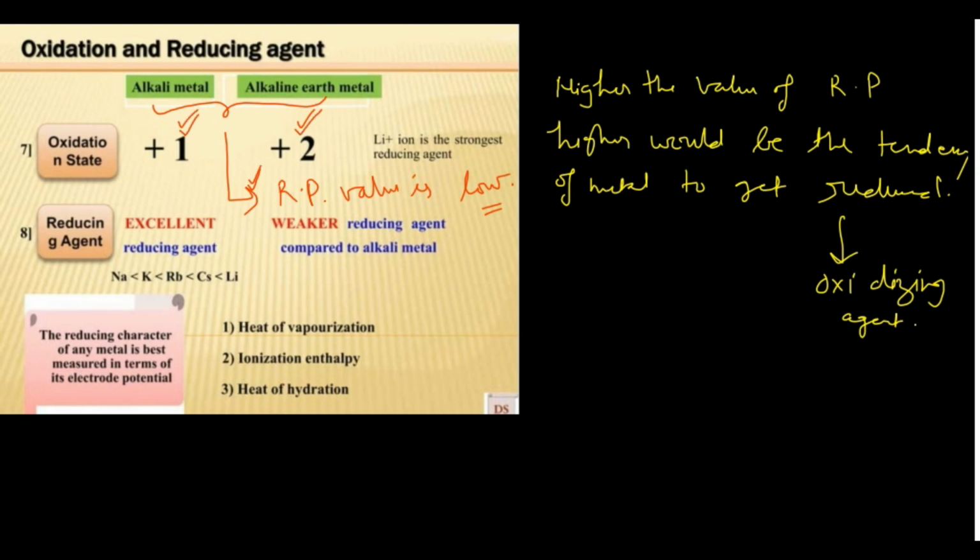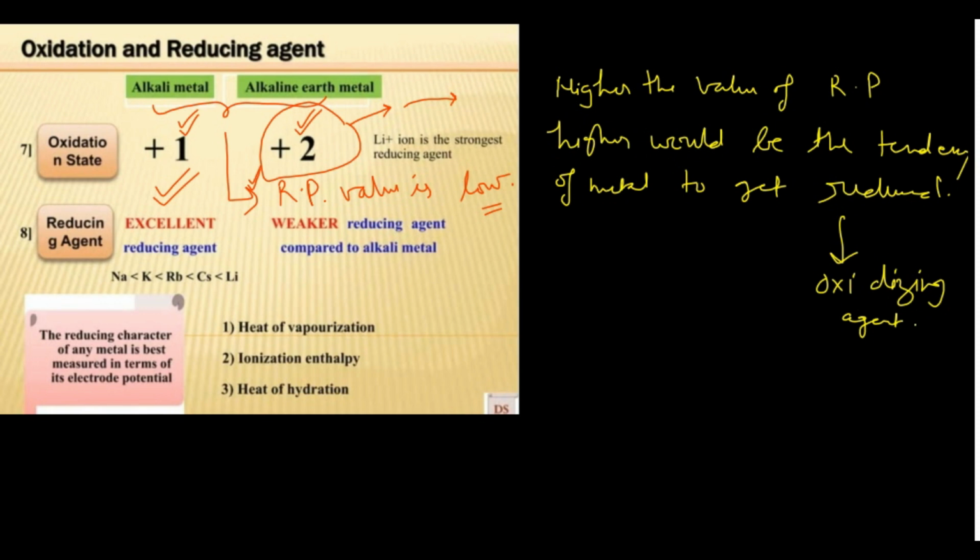Since the reduction potential is higher for them, they have a higher tendency to undergo reduction, and that's why they would act as an oxidizing agent. This is just for the explanation; they are not actually oxidizing agents, but this is how you compare their reducing nature with that of the group 1 metals. This is an important feature to remember. Whether it is calcium or magnesium, they are all very good reducing agents.